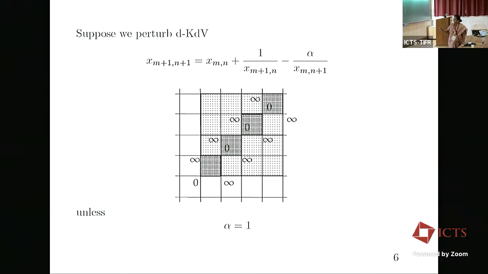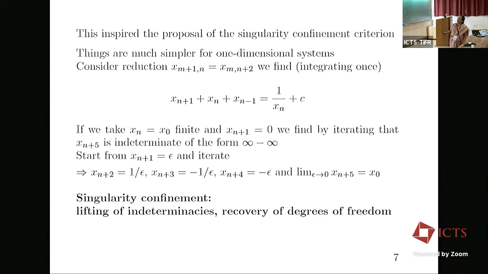So, we slightly perturbed the discrete KdV that we have taken. We have taken here alpha. And this type of singularity pattern is obtained only for alpha equal to 1. Therefore, this is nothing but the discrete KdV case. This inspired the proposal for the singularity confinement criterion.